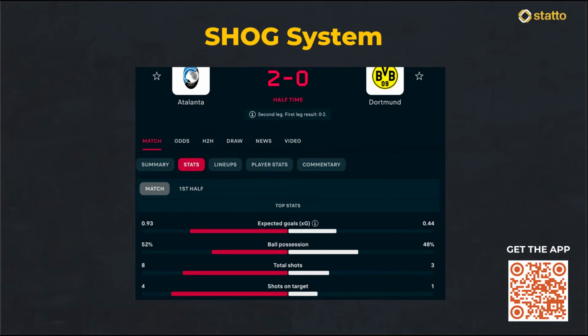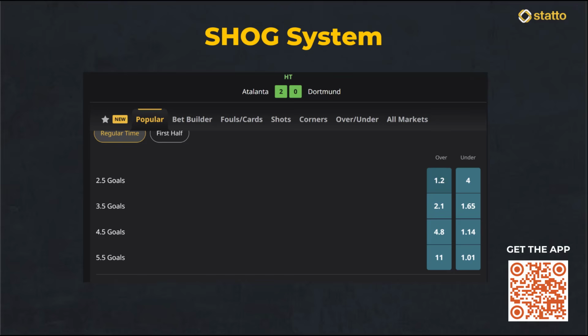Look at this example, guys. This is Atalanta against Dortmund from the Champions League. You can see this qualifies comfortably with the XG total and the shots on target numbers that we are looking for already on the board. And since it is 2-0 to Atalanta, we would be looking to back over 2.5 goals. However, the price is currently 1.2, which is shorter than the 1.25 that we are looking for. So, the patience rule applies.